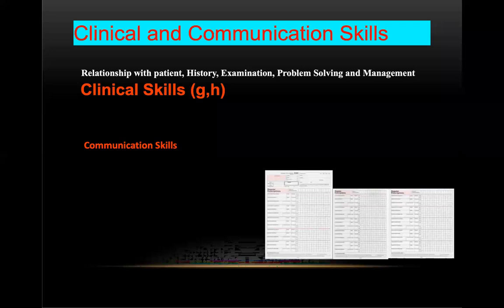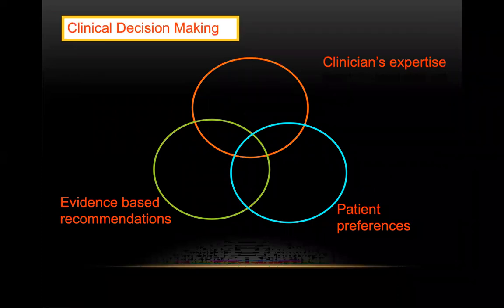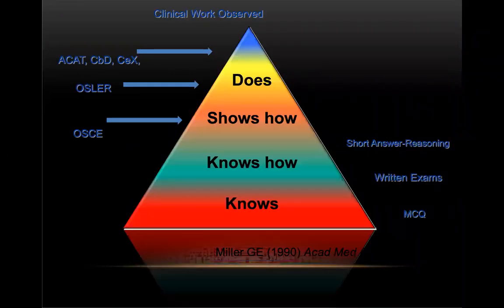For example, in terms of the patient relationship, the history, examination, the problem-solving skills and the management as well, how you are able to take care of that. And that is why it is important, because it depends on the triad of clinicians' expertise, evidence-based recommendation, and also the patient preferences. So there's a beautiful triad for that. In this, if you look carefully, this was proposed by Miller.